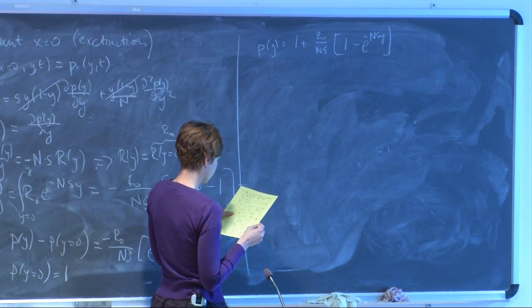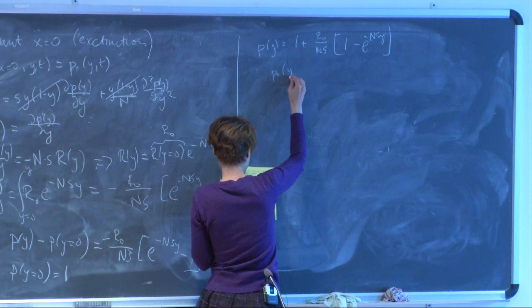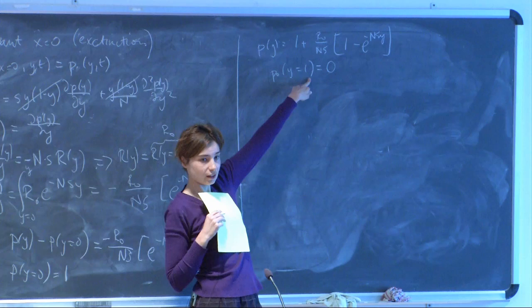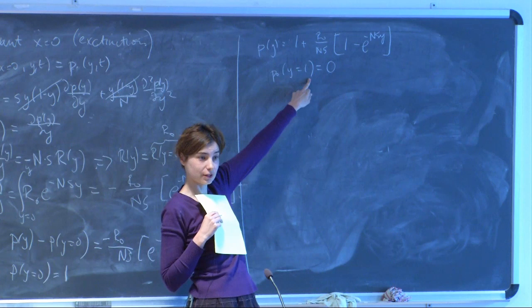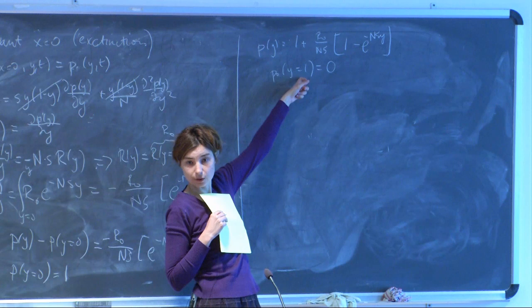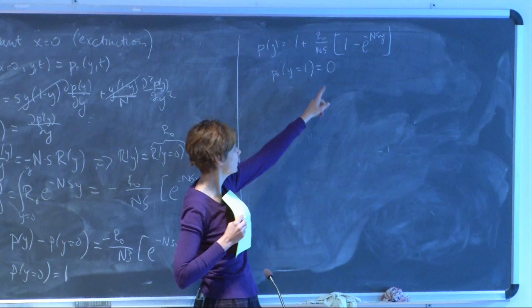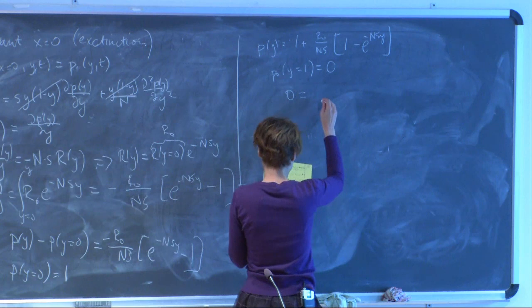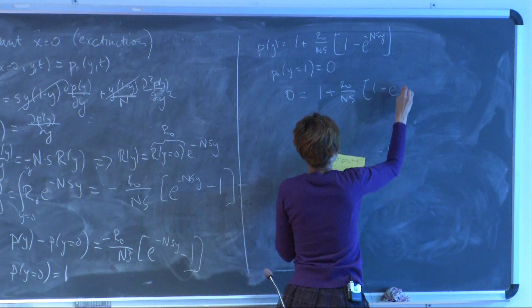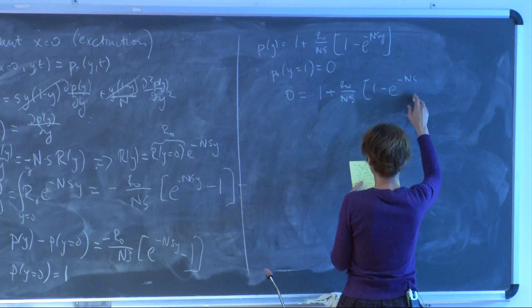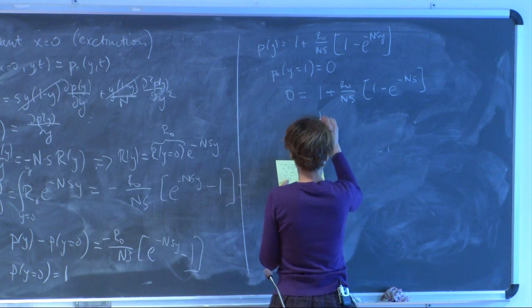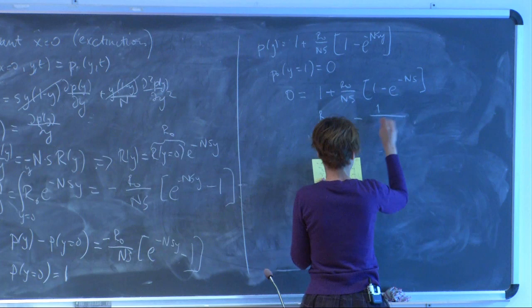Okay. And then I happen to know another thing, that P of y equals 1 is 0. Because if I start off fixed, so if I start off in 1, again, another boundary condition, I'll never get to 0, right? This is the probability of getting to 0. If I start off in the other sticky side, I'll never get to 1. Okay? So that's 0. So that gives me a way of calculating R naught, which is 1 plus R naught ns. So this means that R naught over ns minus 1 minus.